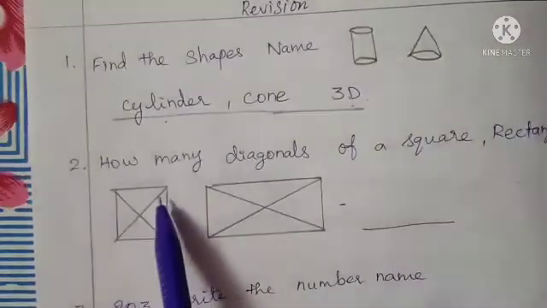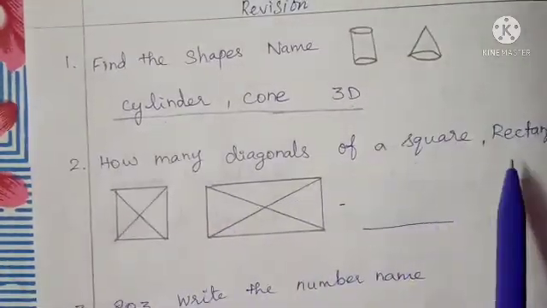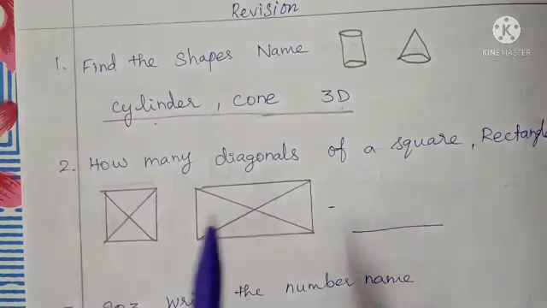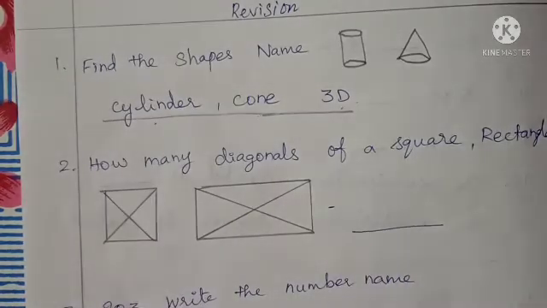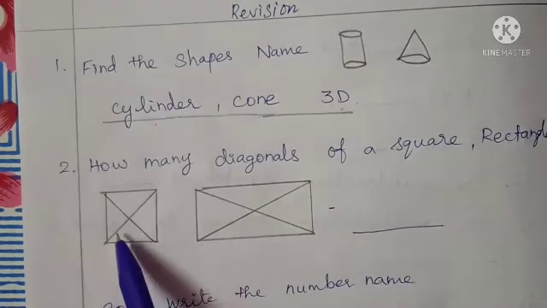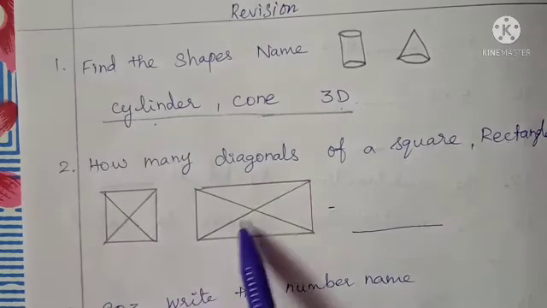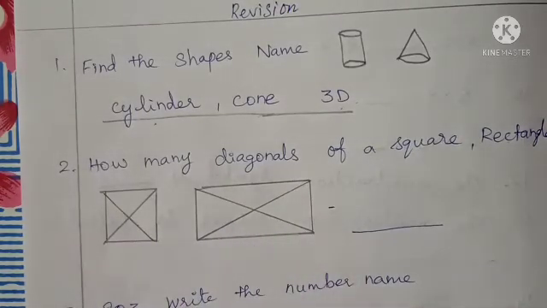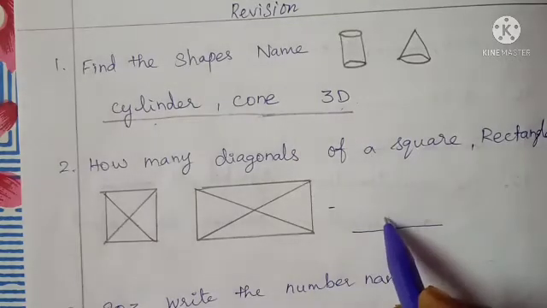The next one: how many diagonals does a square and a rectangle have? Already you learned the shapes square and rectangle, but here, how many diagonals? 1, 2. 1, 2. So a rectangle and a square have only 2 diagonals.